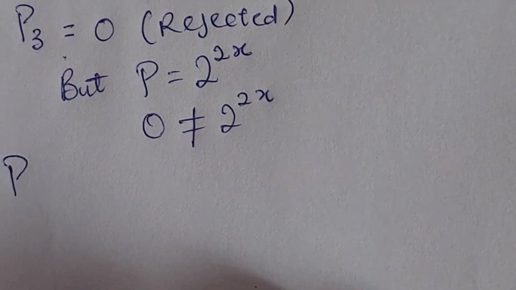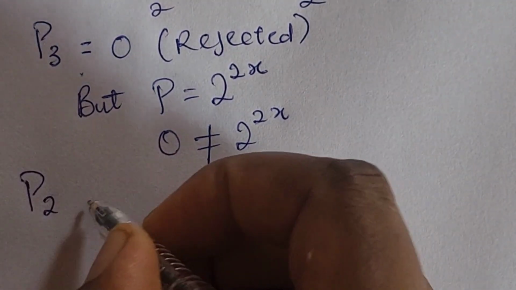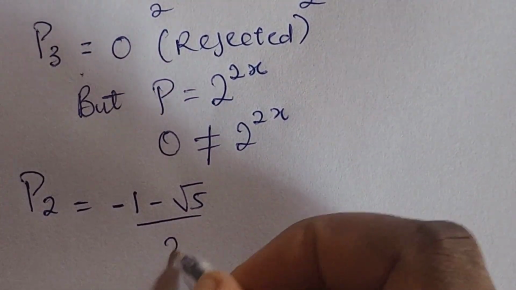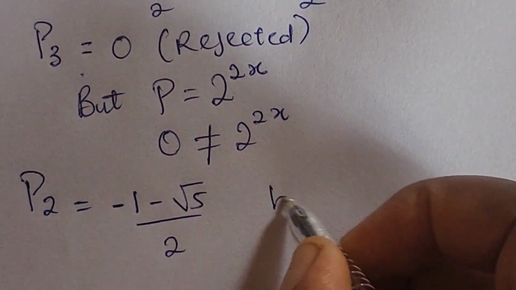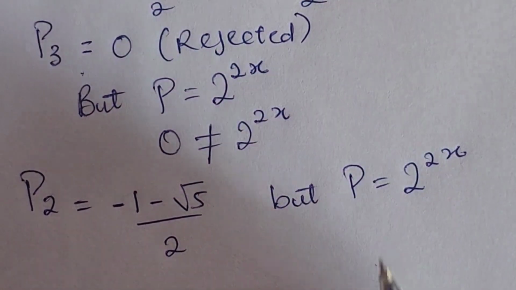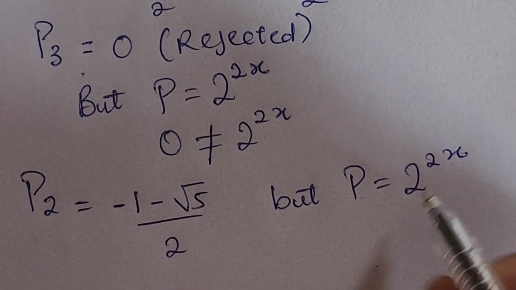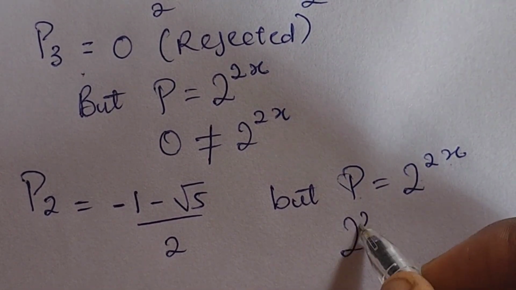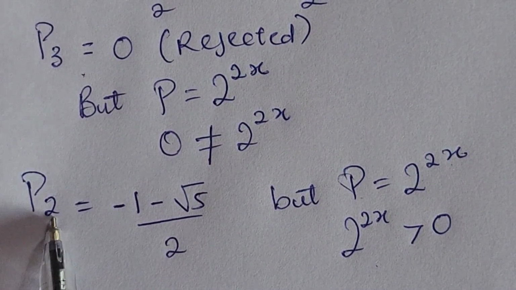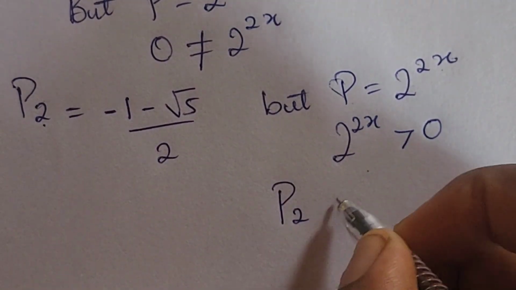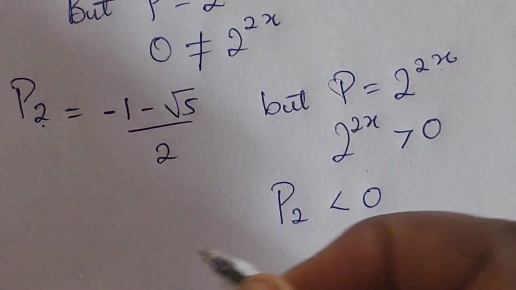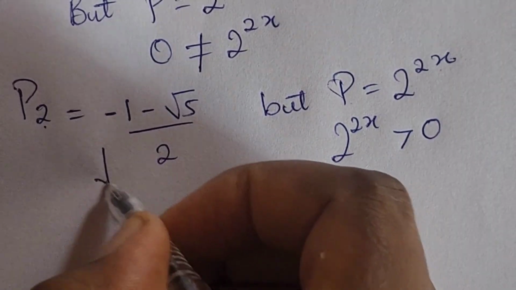Now for P2 to be equal to minus 1 minus root 5 over 2. But P is equal to 2 to the power of 2x. If P is equal to 2 to the power of 2x, that means 2 to the power of 2x is greater than 0. But our P2 is less than 0 because this is negative. So P2 is rejected. So this is rejected as well.